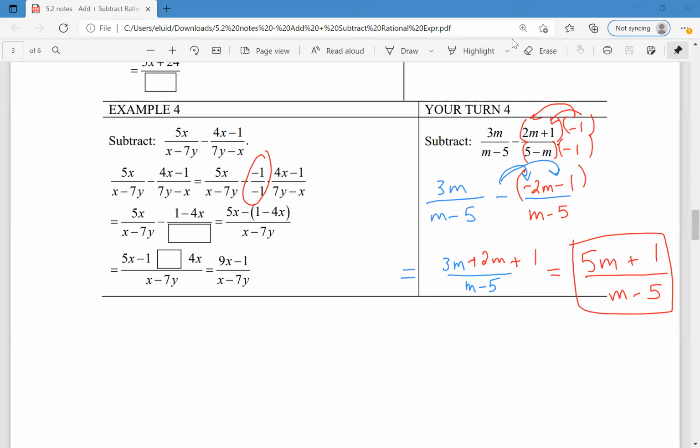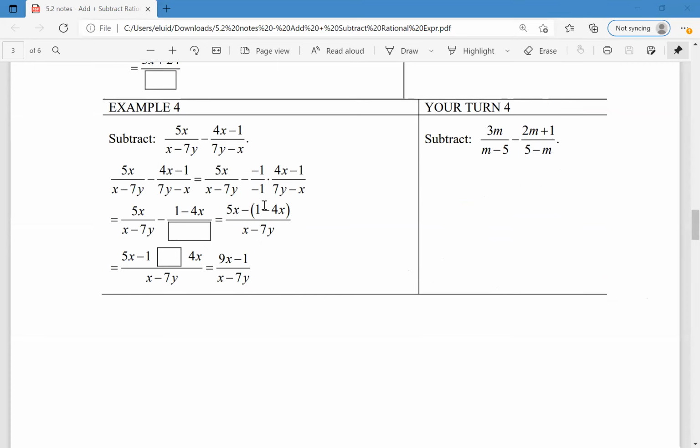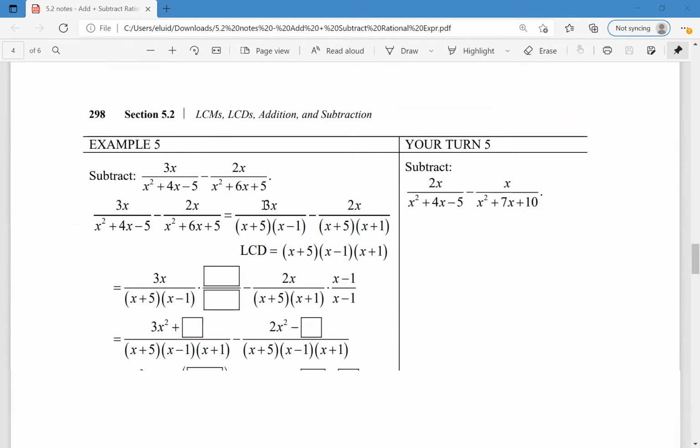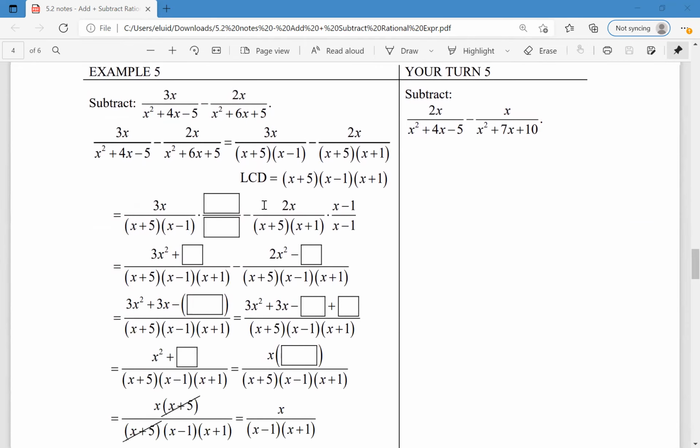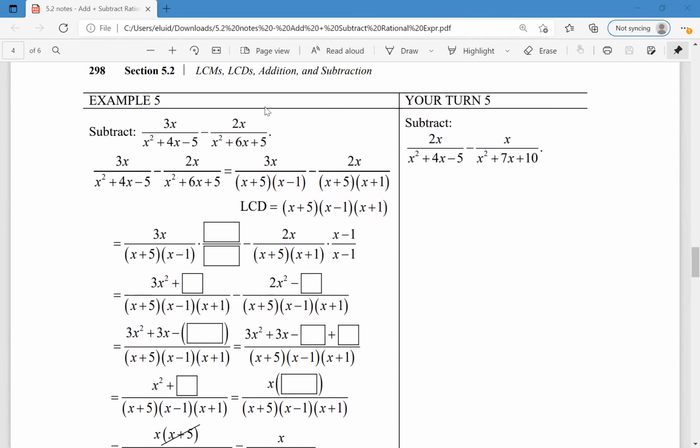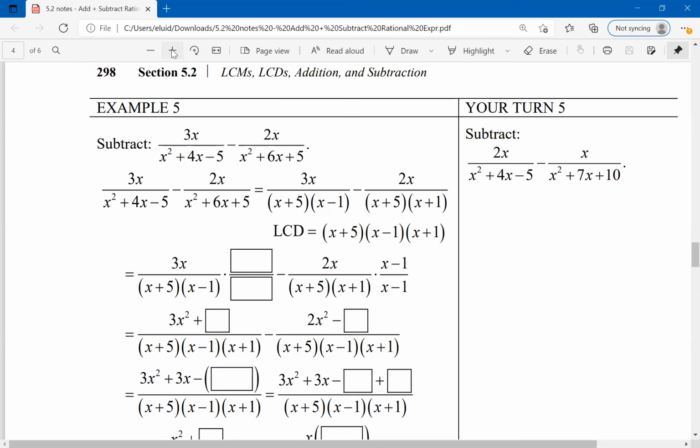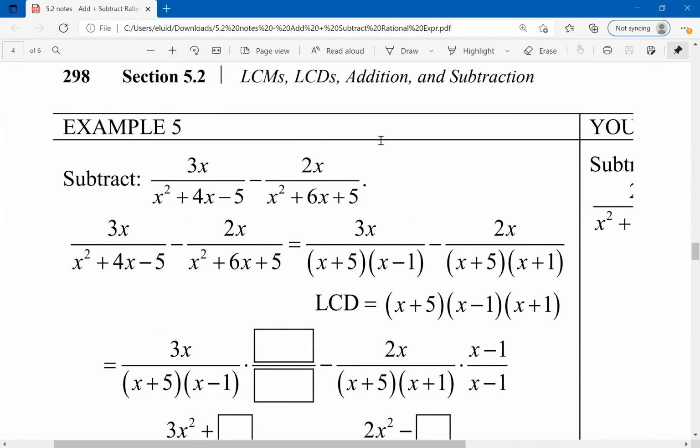All right, that was your turn, number 4. Tricky common denominators when they're those binomials that are being subtracted and a little bit backwards. So we're able to get the common denominator by multiplying by -1 sometimes. Okay, example 5. Oh my goodness, okay. It looks so intimidating, all right, but it's trying to be helpful with all the fill in the blanks. So here's example 5, 3x over x squared plus 4x minus 5 minus 2x over x squared plus 6x plus 5. All right, let's start by factoring.